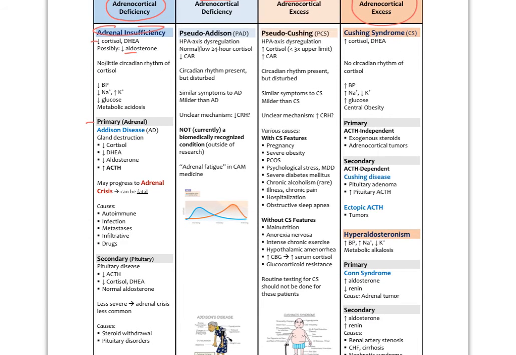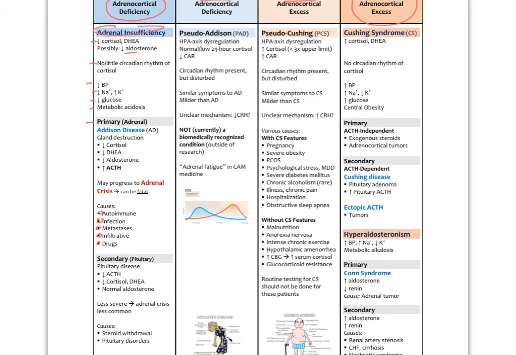In here, we're going to see very low blood pressure, low sodium, high potassium, low glucose, and metabolic acidosis. No or little circadian rhythm of the cortisol. Autoimmune is most common, but also infection. Metastases of tumors from other cancers that metastasize to the adrenals can cause adrenal destruction. There can be infiltrative disease like sarcoidosis and hemochromatosis. And then various medications can impair the adrenal function as well. I'll go over those later.